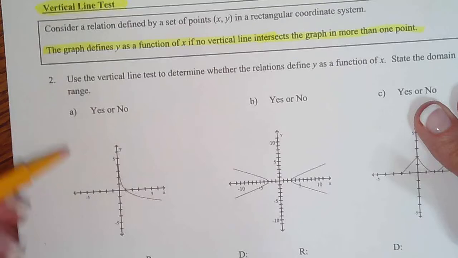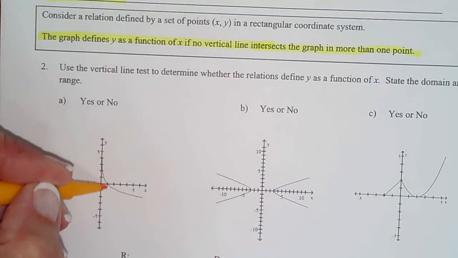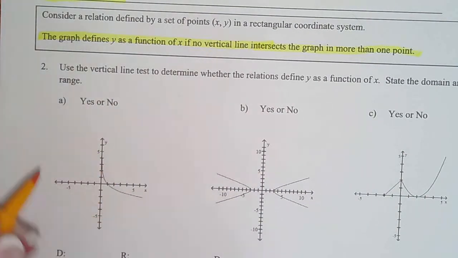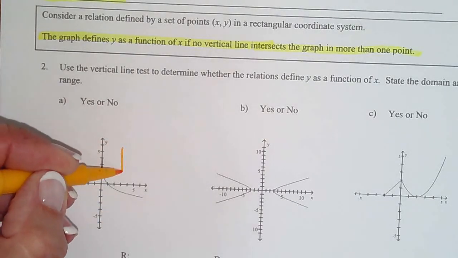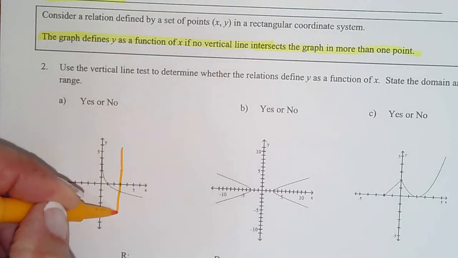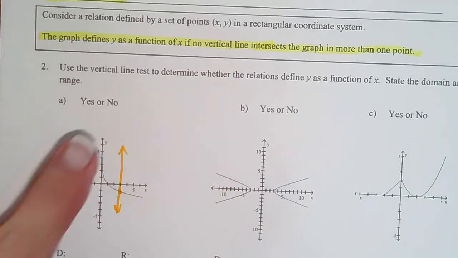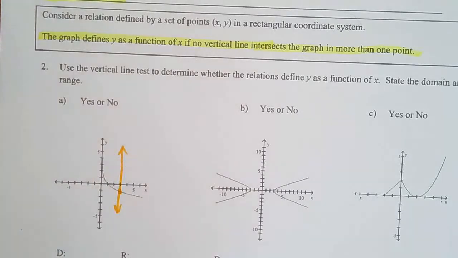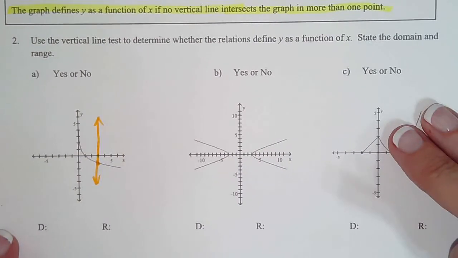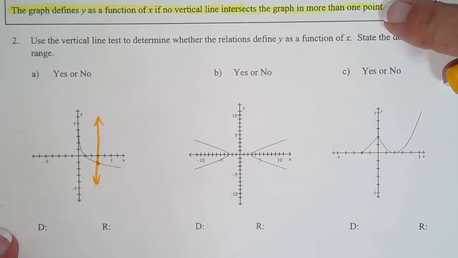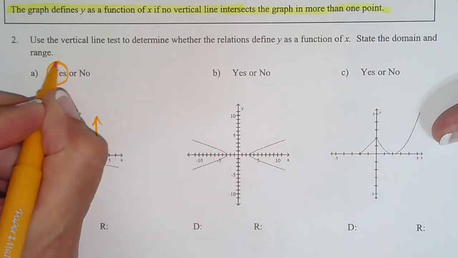So for instance here, if I pass a vertical line here, we hit it once, because we're looking at the function, not the axis. So pass this vertical line here, and you could see I only intersect it once. And any other vertical line, same thing. So that means it is a function because the vertical line only intersects it in one point. So that's a yes.